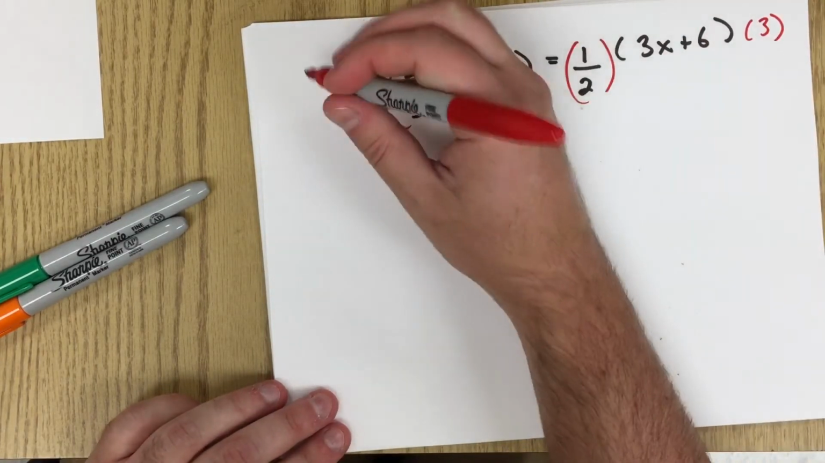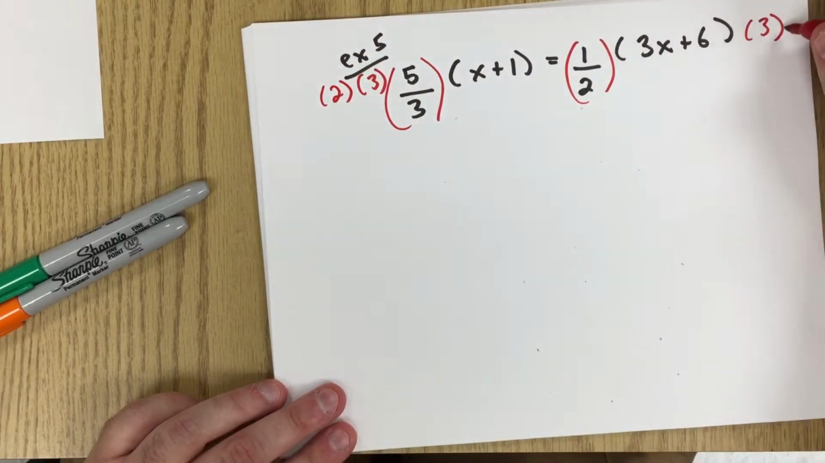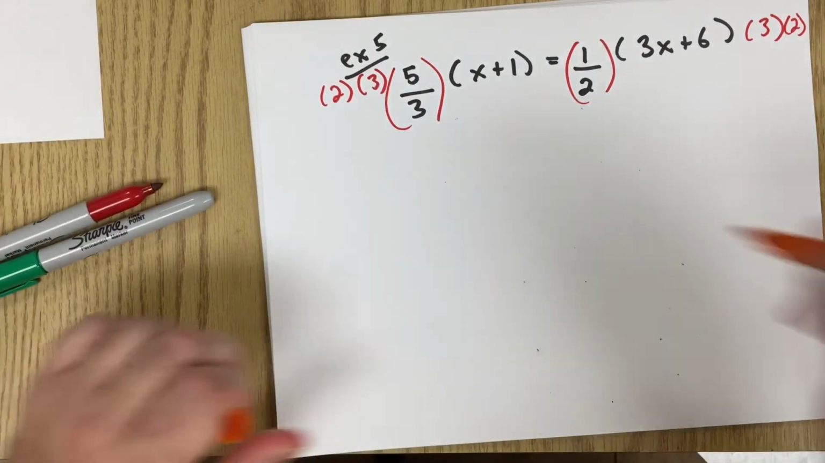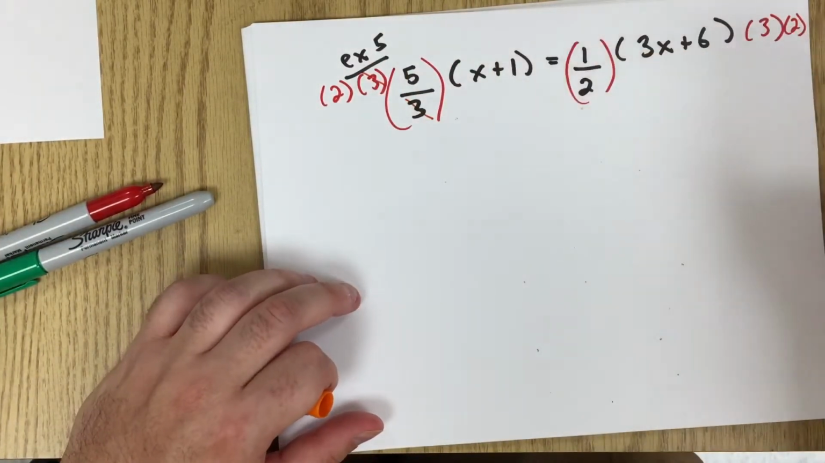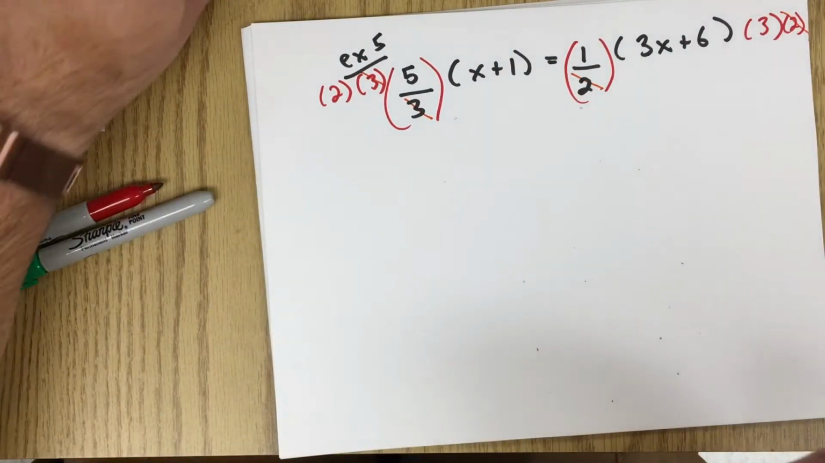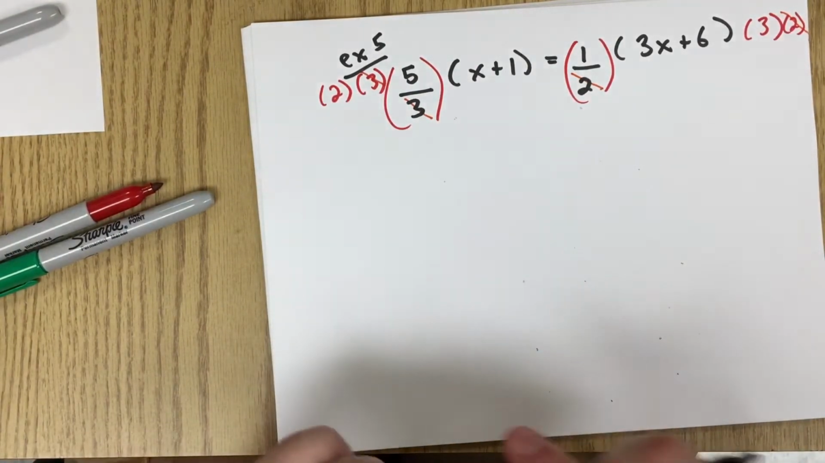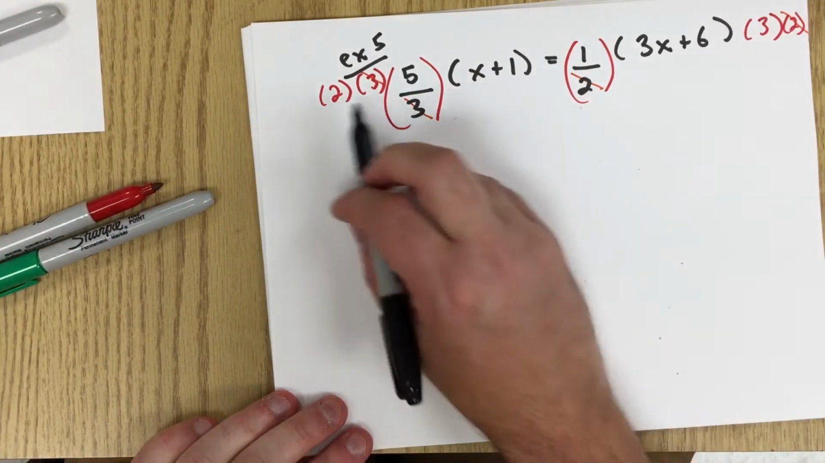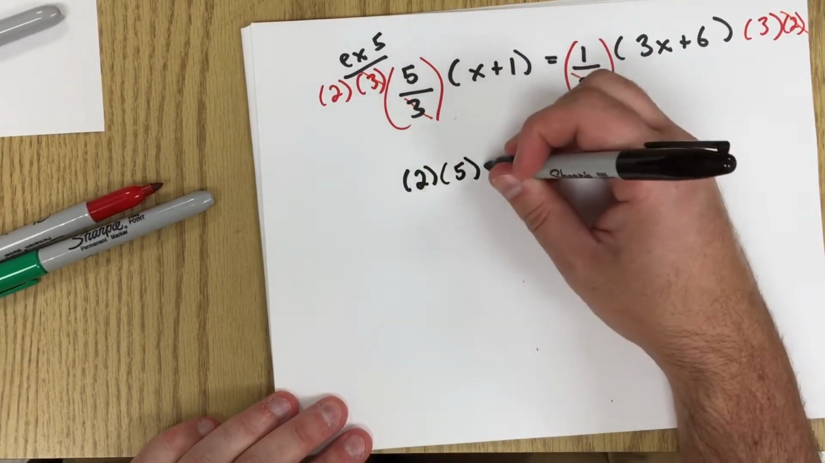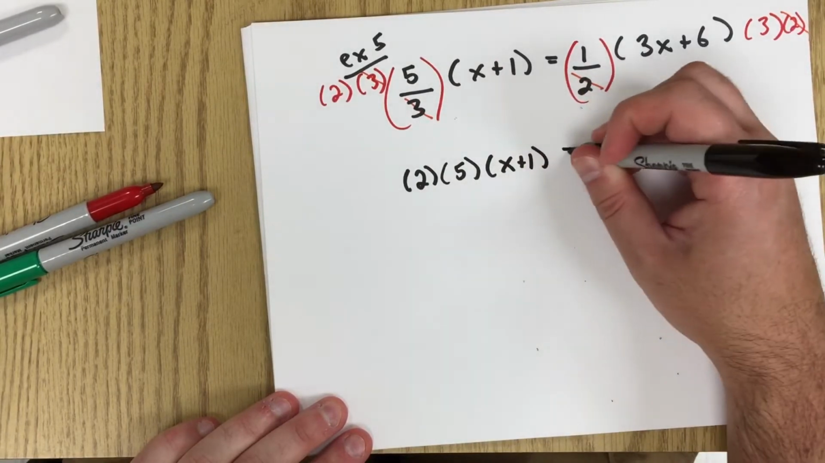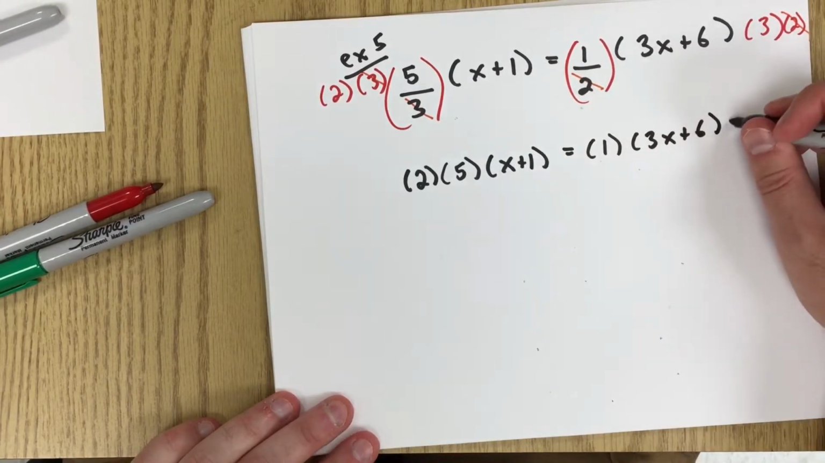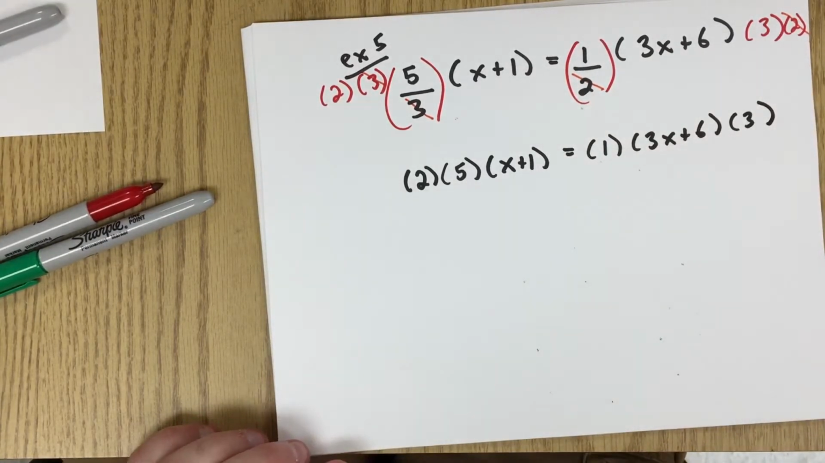By 3. There's also a 2 on the bottom, so I'm going to multiply by 2 as well. So what do we cross out on this side? The 3's cancel. On this side, the 2's cancel. So we have to write everything that's left. At this point, we can't leave anything out. We have to be very careful. So there's a 2 left, there's a 5 left, and there's an x plus 1. Here there's a 1 left, a 3x plus 6, and a 3.